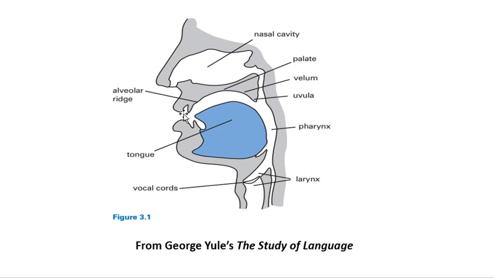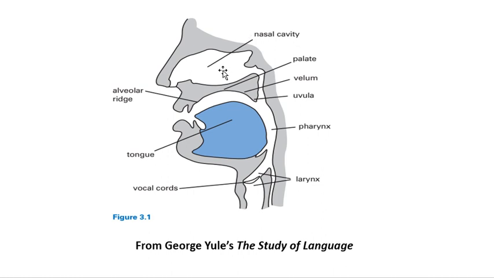Then here are teeth, then lips. They have not been labeled here, but they are also included in our articulatory system. Then the alveolar ridge. Alongside the alveolar ridge, we have a palate. Palate is here. Then the velum, then the uvula, then we have the nasal cavity.